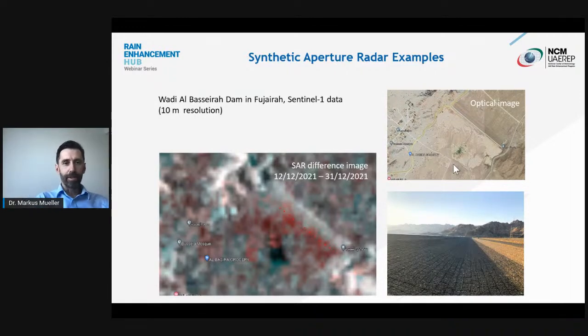Another example where the SAR image is not really so clear, but I like it anyway because this is a dam in Fujairah. Again, Sentinel-1 data, a coarse spatial resolution. On the right top, you see the optical image again. By the shadow, you see that there's a dam. On the bottom, we even have a photo of the dam. And on the left, again, this SAR change image. And it's quite nice to see that on the one side of the dam, the soil moisture is picked up in this difference image. So again, we find what we are looking for.